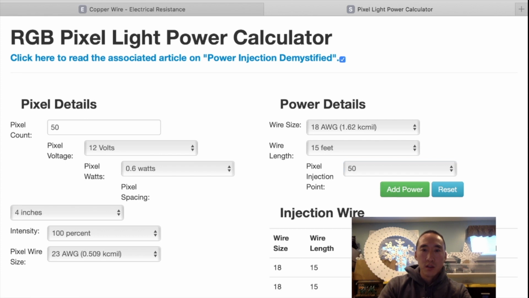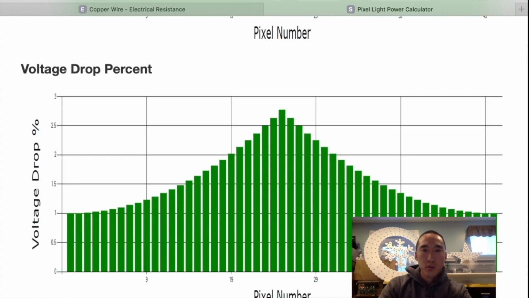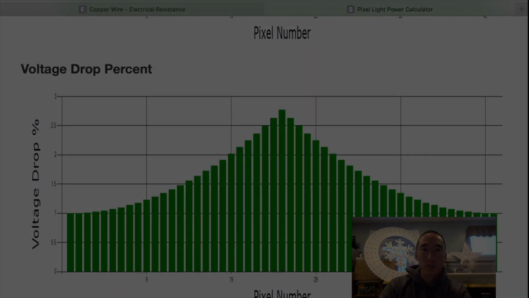and what this is going to calculate is the voltage loss through the whole thing. And this is also pixel by pixel. And the lowest voltage is right here in the middle. It shows the current per wire. And here is the voltage drop. So right in the middle, you have the lowest amount of voltage with a 2.8% drop. In the beginning and the end, he shows a 1% drop.